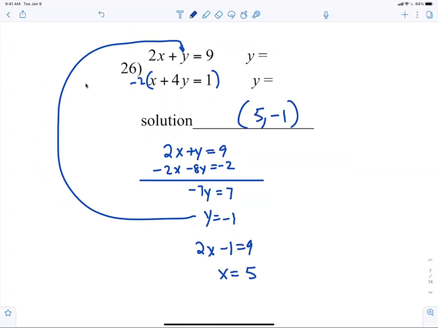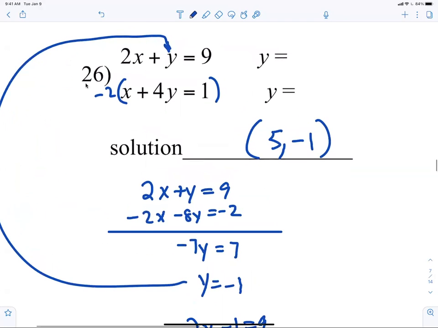Okay, so now someone was asking me about y1. Now, do I need a parentheses on the first one? No. No, we don't, because all I'm doing is throwing the 2x over. So it would just be 9 minus 2x. Everybody good with that?